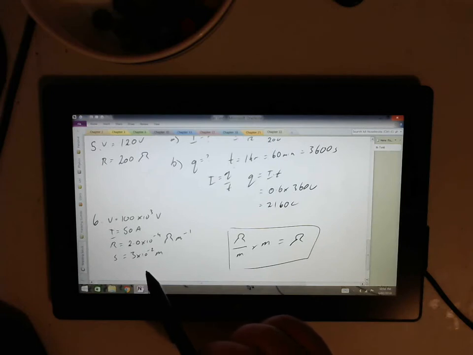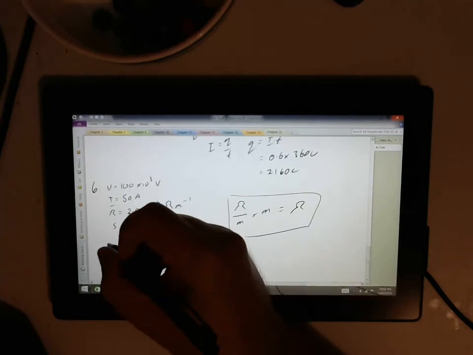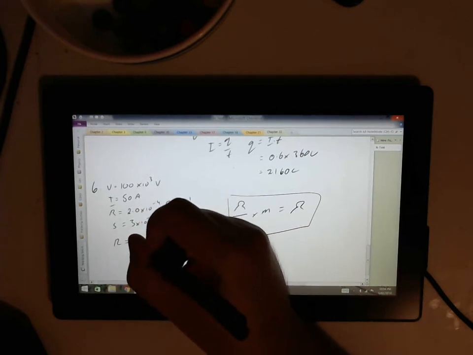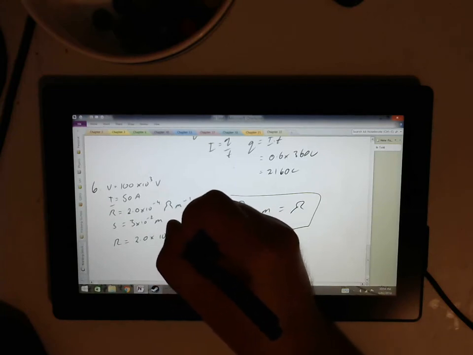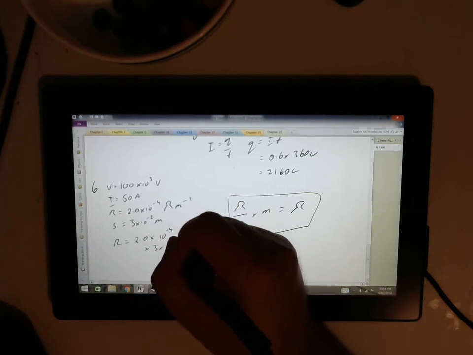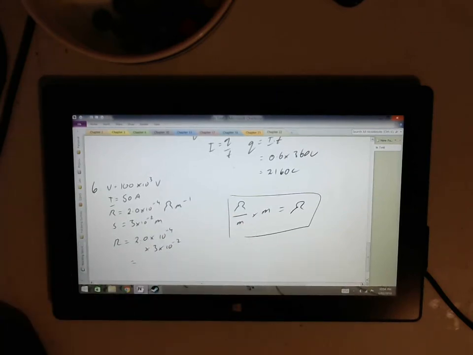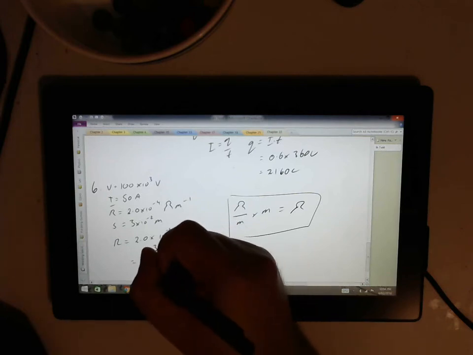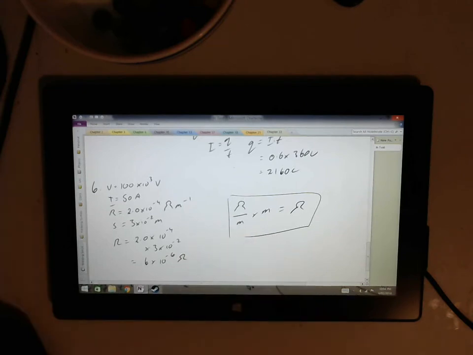Let's see what we can work out here. First off, let's work out a decent R. The R is going to equal 2.0 times 10 to the negative 4 multiplied by 3 times 10 to the negative 2. Let's work that out: 2 times 10 to the negative 4 times 3 times 10 to the negative 2 gives us, I could do that in my head, 10 to the negative 6 ohms. There's our resistance, that's good.